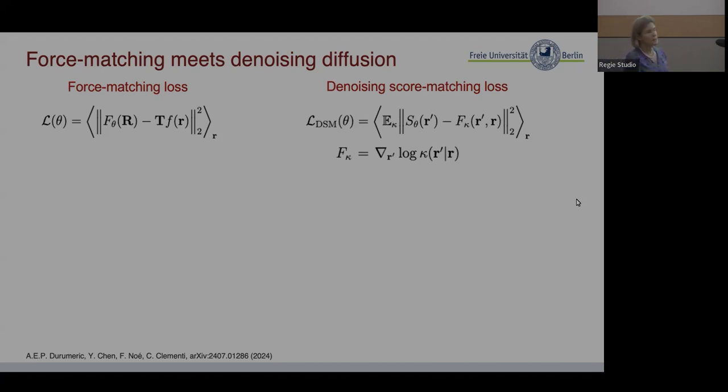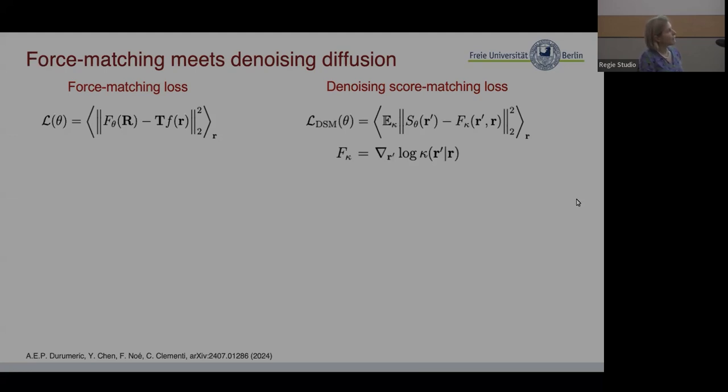This is what is at the base of a very popular diffusion model. Now everybody uses diffusion models in machine learning. For instance, AlphaFold 3 is a diffusion model. These are generative models that learn to denoise. What does it mean? This is the loss of a denoising diffusion model.